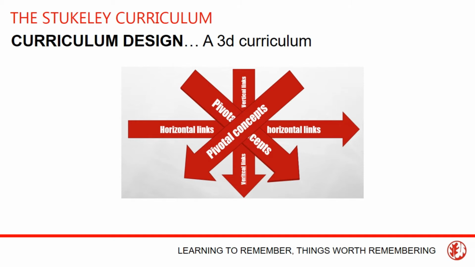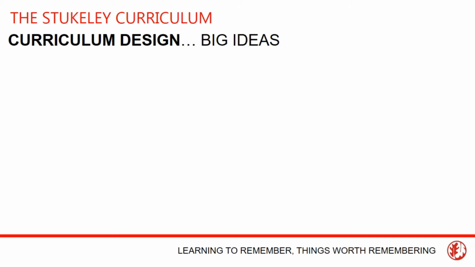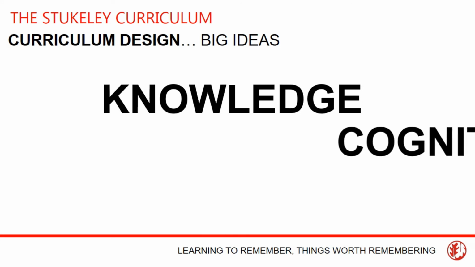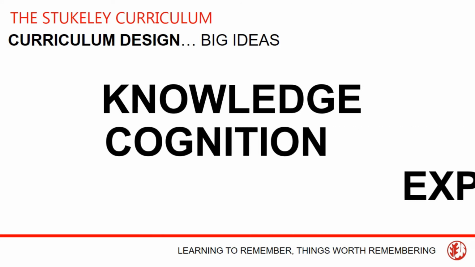The diagonal links are those pivotal concepts that connect ideas across both year groups and across subjects. For example, when we come across the word source as part of our learning about the starting point of a river in Year 4, we might connect that to sources of evidence that we use in history to find out about the past when we are in Year 6. 3 big ideas run through our curriculum from early years to Year 6. These are knowledge, cognition, and expertise.